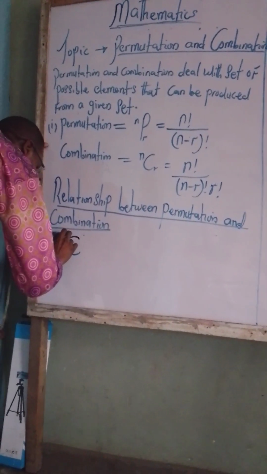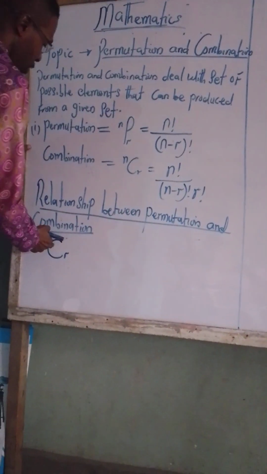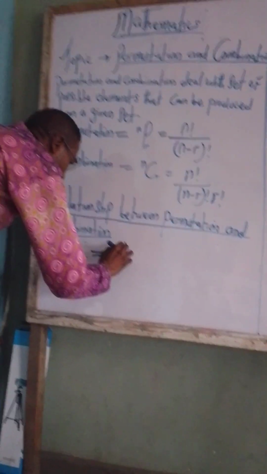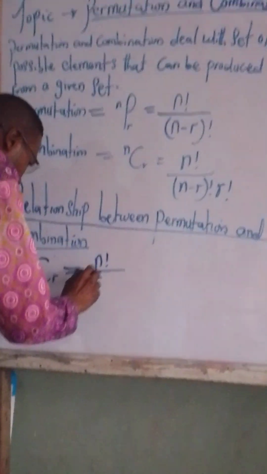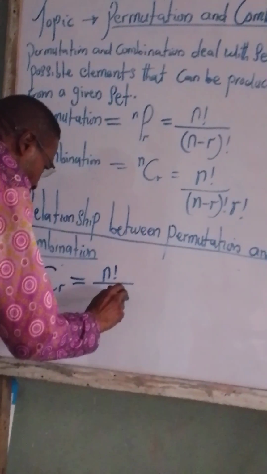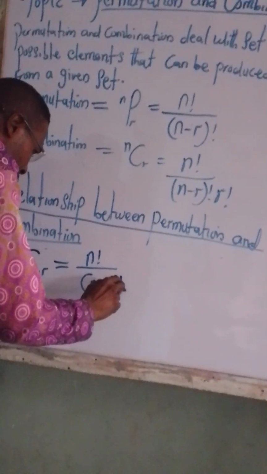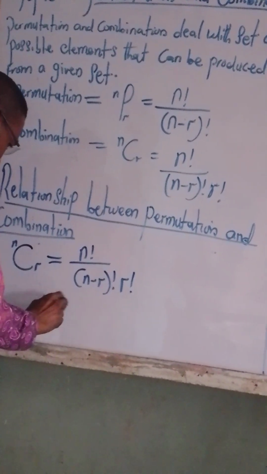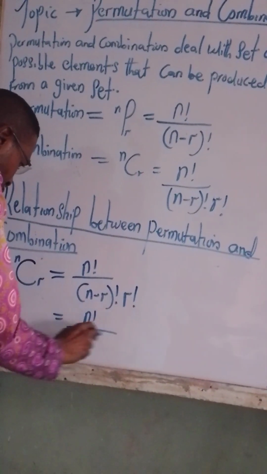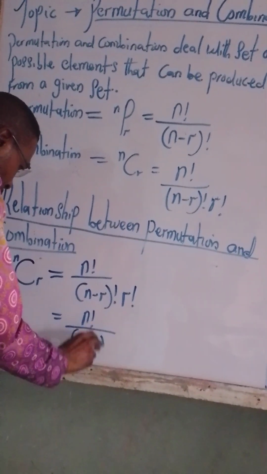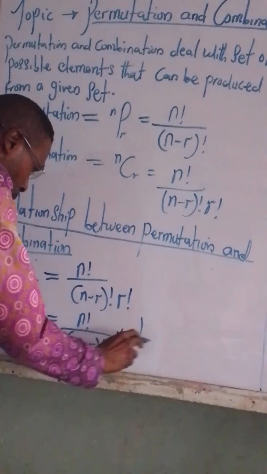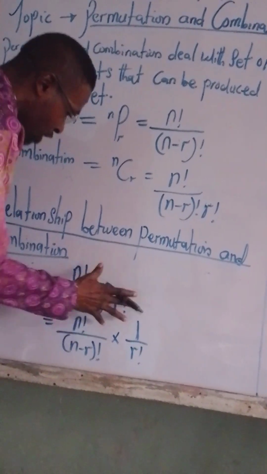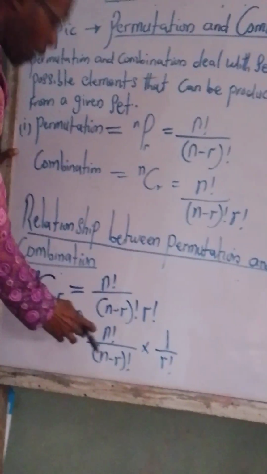This is combination. The combination symbol is represented with C. And we all know that combination is n factorial over (n minus r) factorial, then r factorial. Now, if I want to separate this, it's very easy. We can say that n factorial over (n minus r) factorial, times 1 over r factorial, because when you multiply these, it gives you this back.